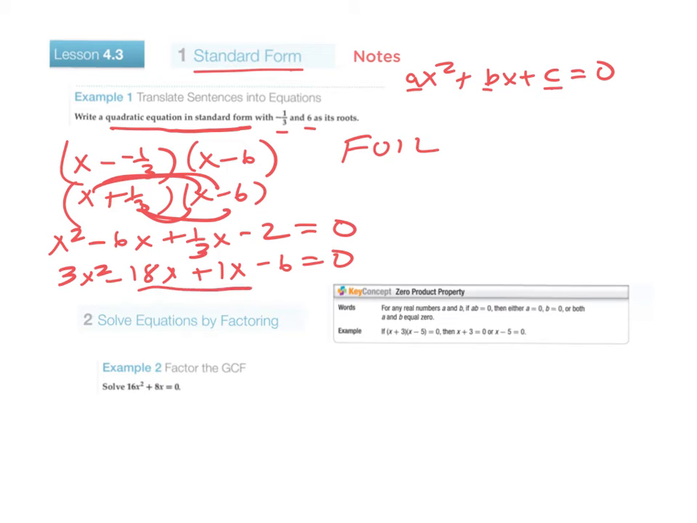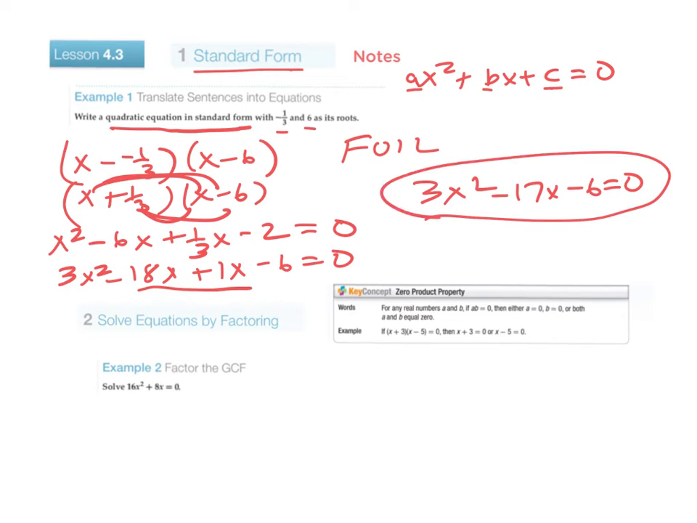These two are like terms, so I have my 3x squared. Negative 18 plus 1 will be a minus 17x minus 6 equals 0. So our answer is 3x squared minus 17x minus 6, because it's in standard form. We have our x squared, our x, our c, no fractions, and it equals 0.